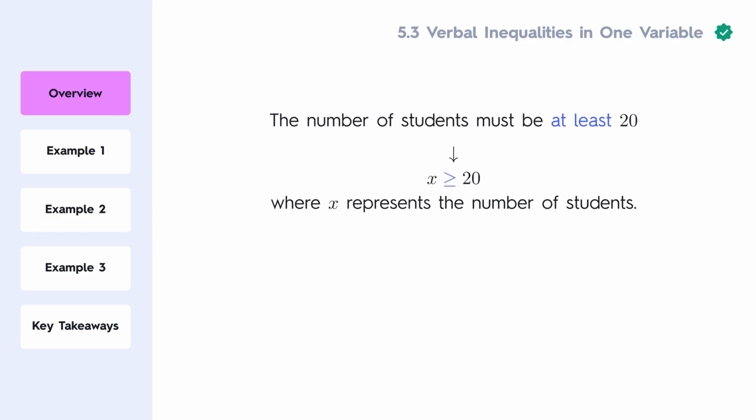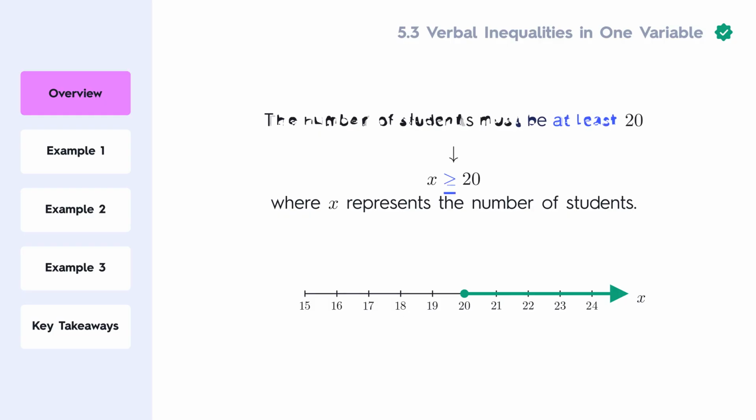After setting up and solving the inequality, we interpret the solution to answer the original question. This helps us understand the range of possible values that satisfy the condition given in words. We should also note that when the sign changes from greater than or equal to just greater than, we would indicate that with a circle instead of a dot, which means that the number specified is not included in the range of values.